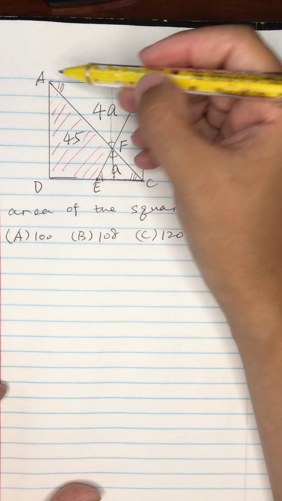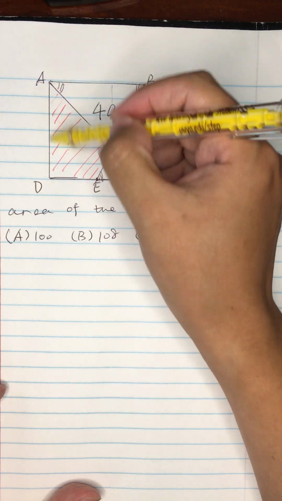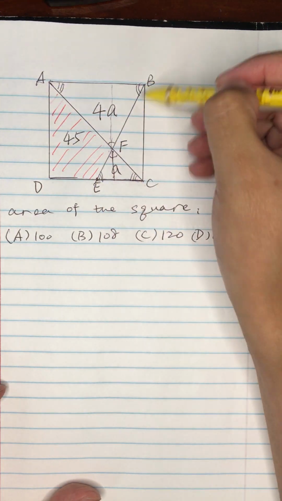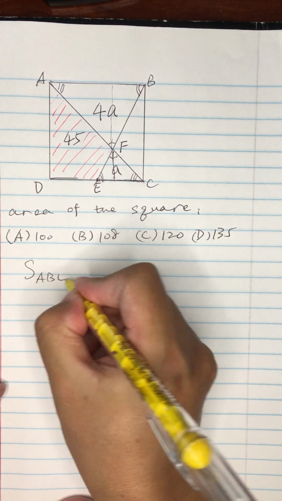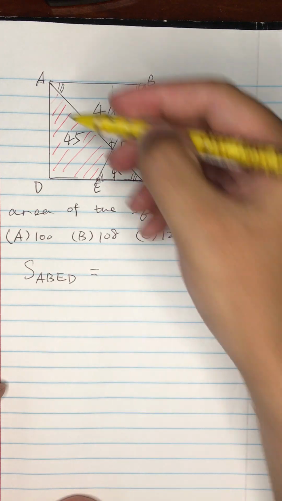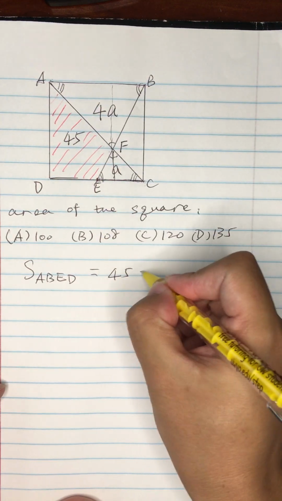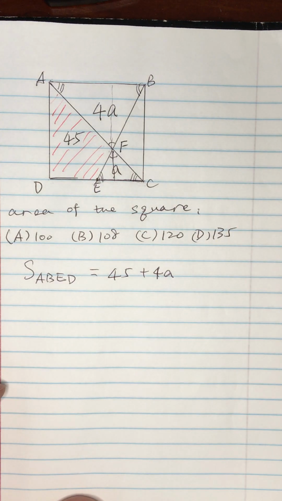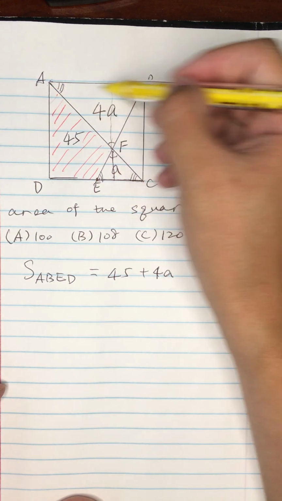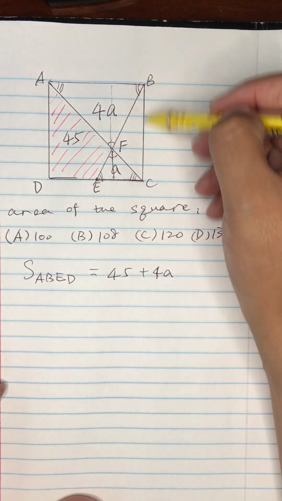So now we have a notation for this polygon ABED. The area of ABED is going to equal what? ABED is going to be 45 plus 4A, right? And the area of ABED is actually 3/4 of the area of this entire square.